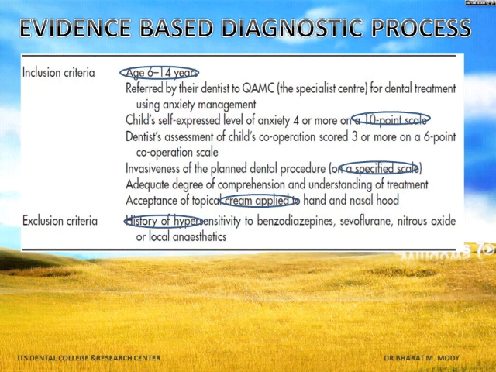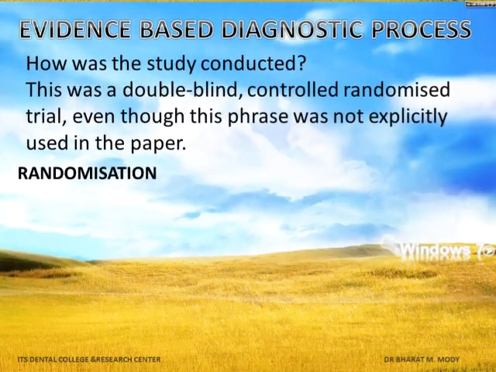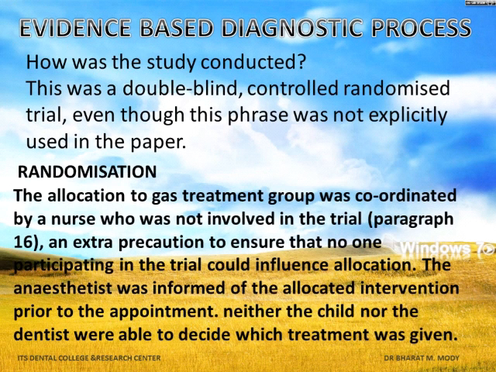The inclusion and exclusion criteria specified everything. What was the age group? What kind of questionnaire was used? What scale was being used? Whether everybody had the same cream applied, and whether the history of hypersensitivity was taken or not, which was an exclusion part. So if there was hypersensitivity, this patient was not taken. So this is how the study is conducted.